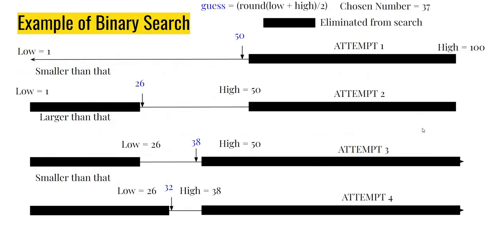Let's say we have chosen the number 37 and the computer is trying to guess it. Now, remember in the beginning, all we know is that the number is between 1 and 100. So we say, okay, low is 1 and high is 100 because the number is in between them. Now I make a guess which is approximately the average of 1 and 100. Now the average of 1 and 100 is actually 50.5.